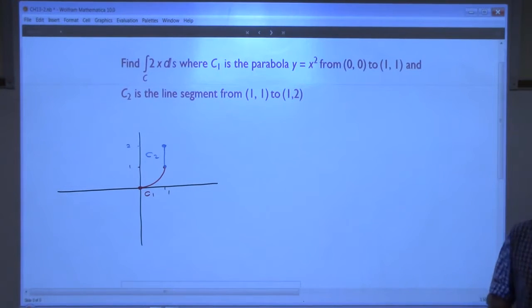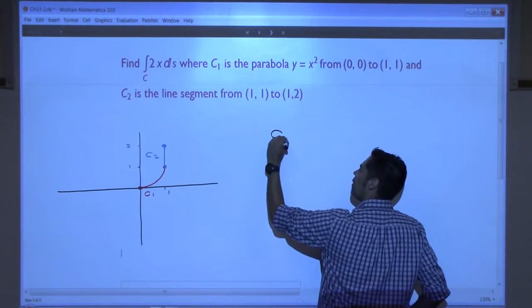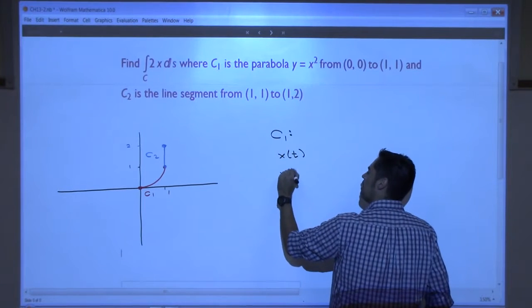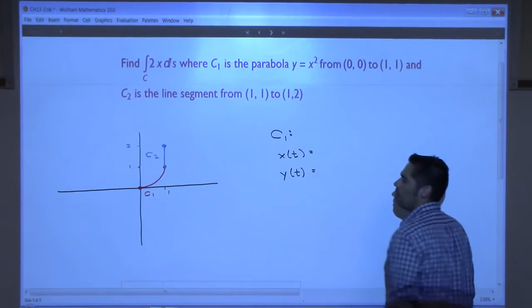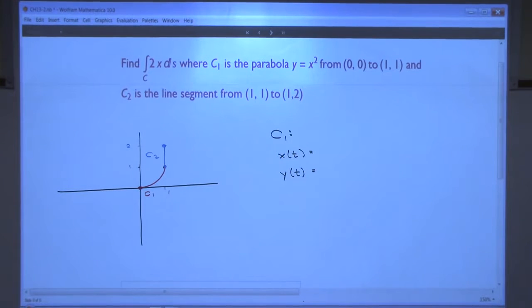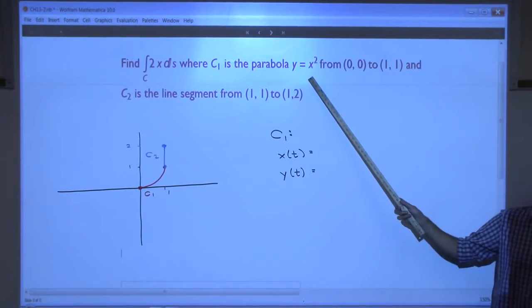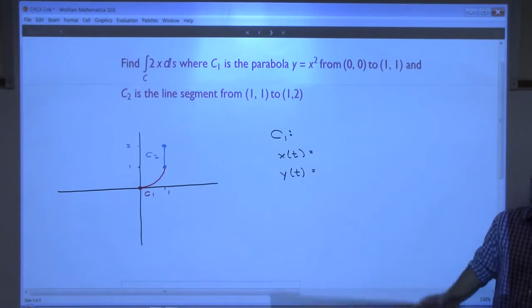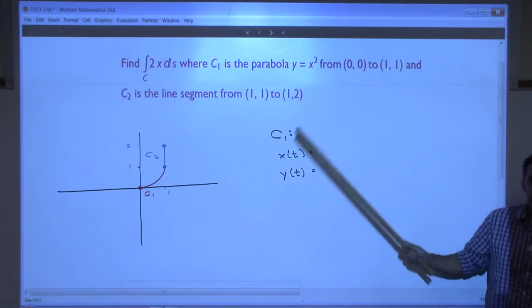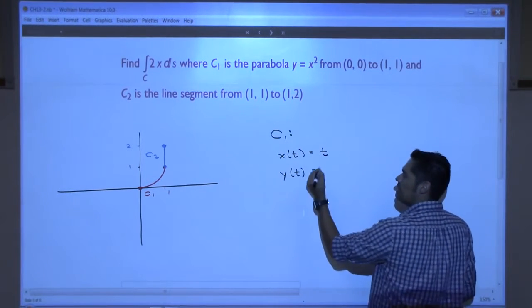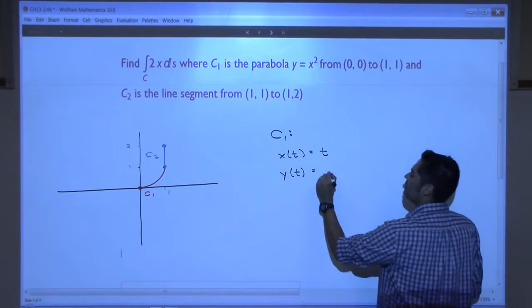So let's try and come up with parametrizations for these curves. First, C1. What will your x of t be? What will your y of t be? You want x of t to just be t. You're noticing that y equals x squared is a function of x, right? Anytime you have a function of x, then x is free to be whatever you want, and y depends on that. So you'll always replace the x with t, and then y becomes t squared.